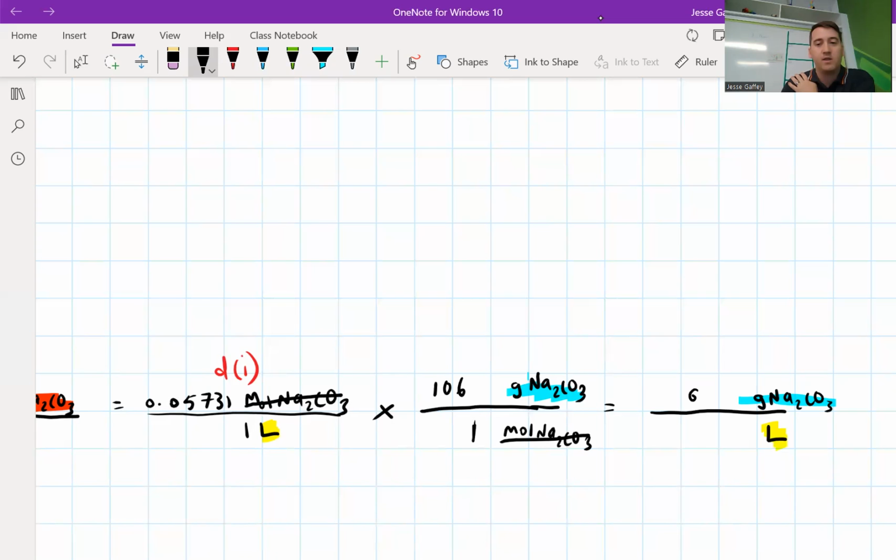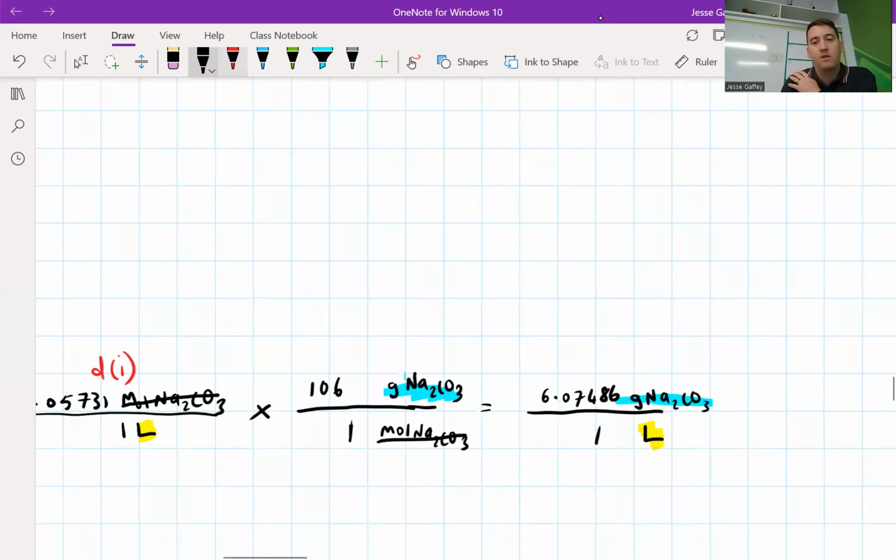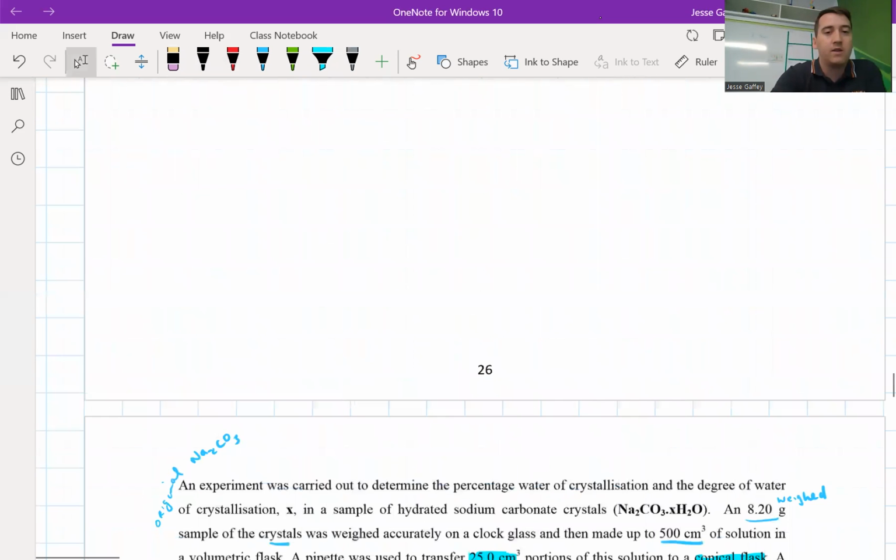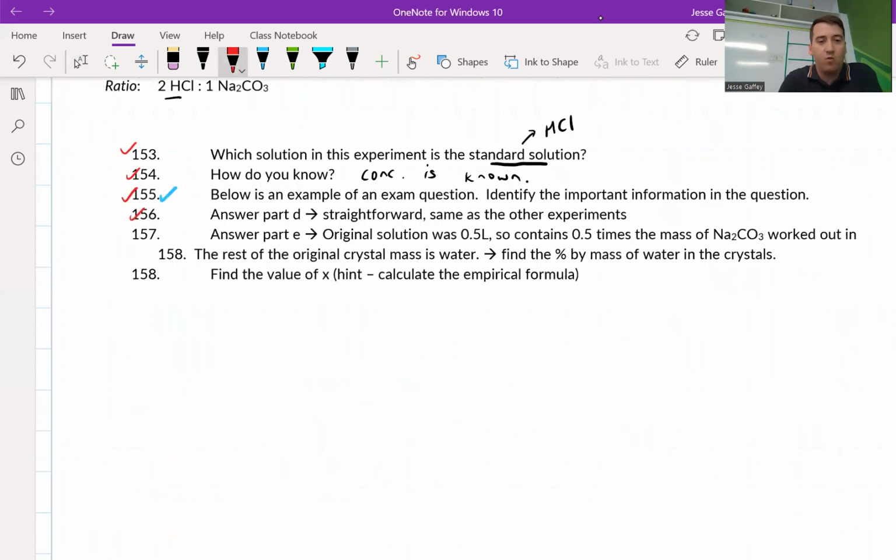Okay, so when you do this, you should get, actually, I'm just going to make a little bit more space, 6.07486 grams in 1 liter. And that is your answer to D part 2. So pretty standard up to there, okay? And hopefully most of you were able to do that bit by yourself. All right, so that's 156 done.